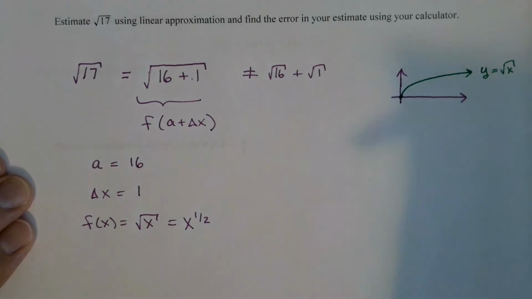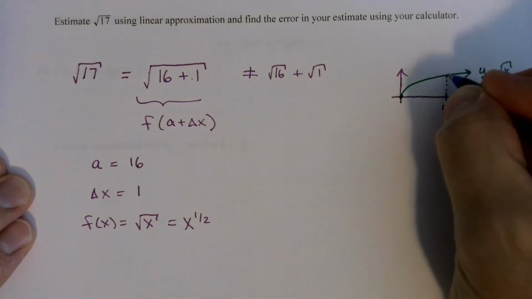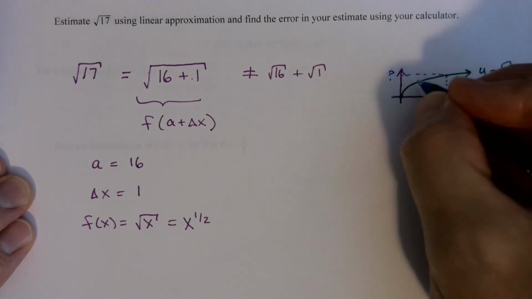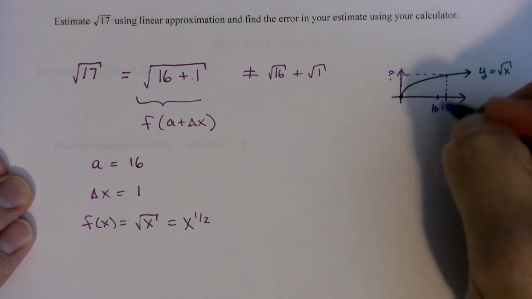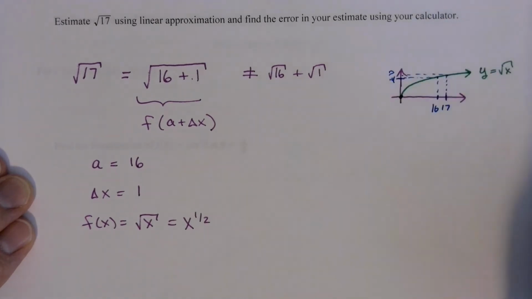Okay, and out here somewhere is 17. I'm trying to estimate that value. What is that value here is the question, right? Well, 16 I know is nearby, and I come up here. 16 I know what that value is. Square root of 16 is what? 4. I know that's 4.